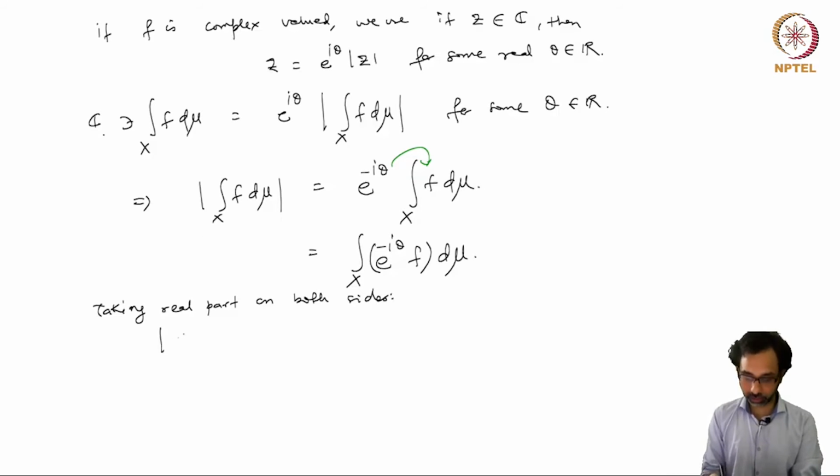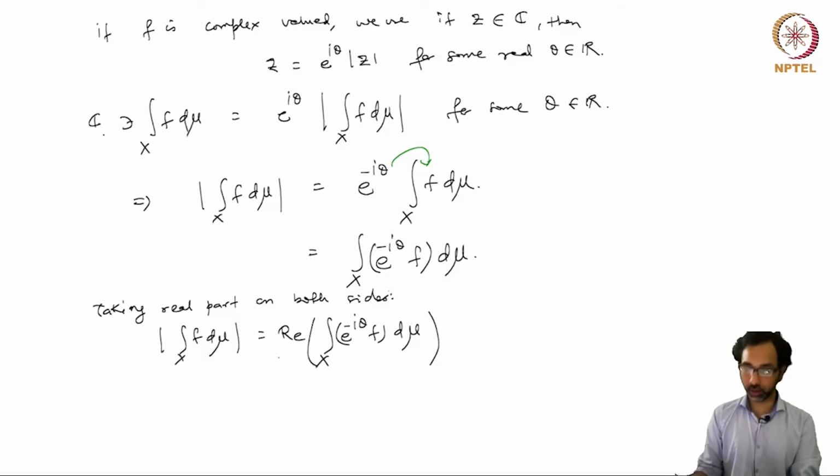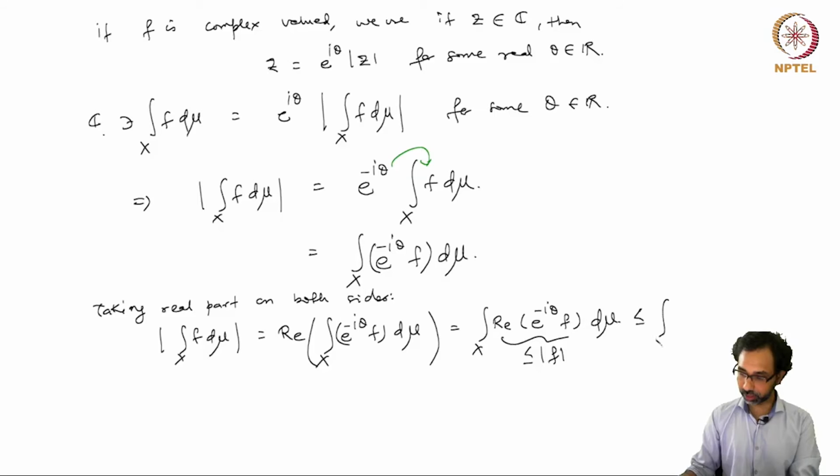So on the left hand side it is already a real number because we have taken the modulus, so it does not change, and on the right side we have the real part of the integral of e to the power minus i theta f d mu. But the way we have defined complex integrals, the real part of the complex integral is the integral of the real part, so this is nothing but the real part of e to the power minus i theta f d mu, and now this is less than or equal to the integral of mod f. So we have shown that this also holds for complex valued L1 functions.